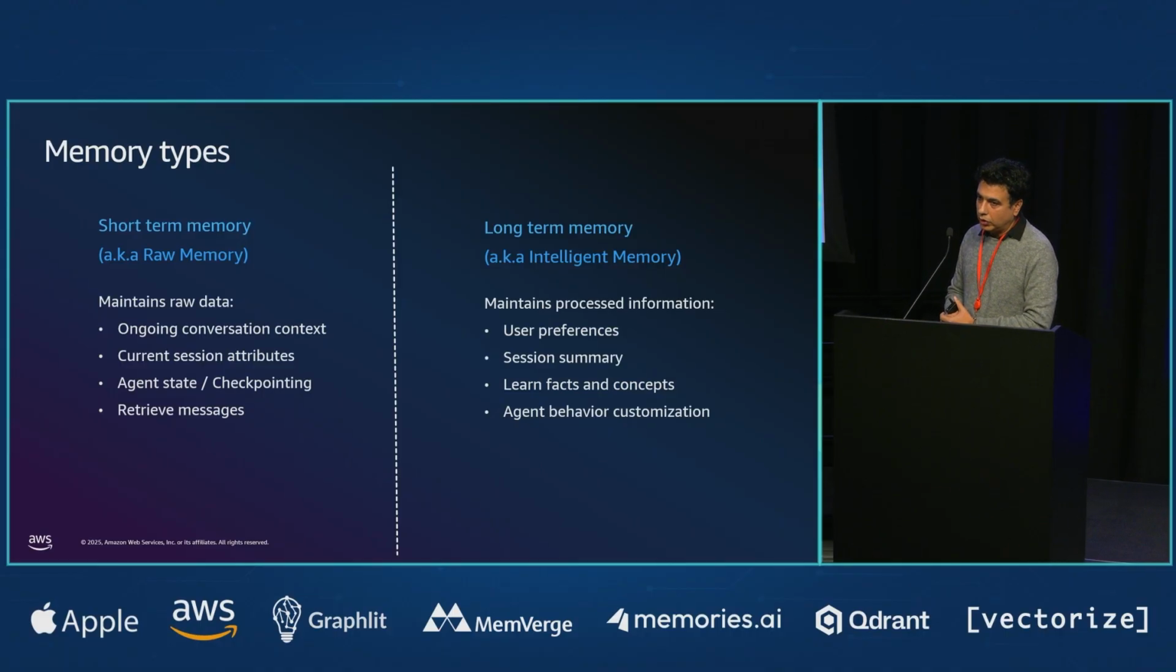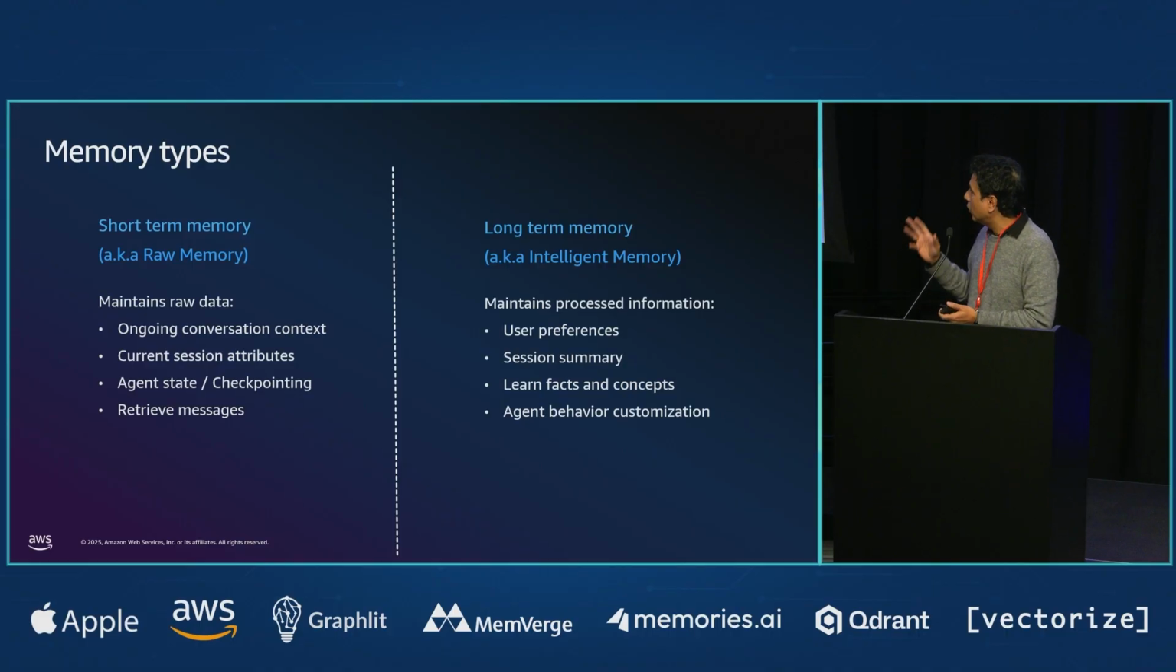So what do we have in short-term memory in general? We have the ongoing conversation context. If you are talking to a customer support agent, chances are we want to store all of the raw conversation in short-term memory so we can fetch it very quickly. Also current session attributes and some checkpointing information. So if the session is left off in the middle and you come back again, it knows exactly where to start from.